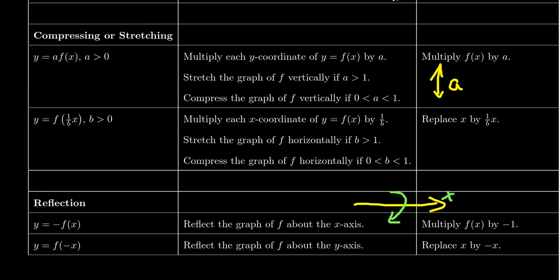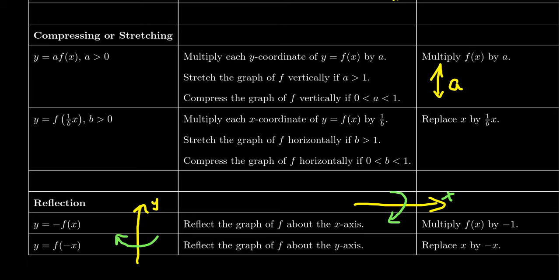On the other hand, if you want to do a horizontal reflection, you are going to replace x with a negative x, and this will have the effect of reflecting across the y-axis. So in that situation, your y-axis runs vertically. You get your y-axis right here, and you're going to reflect to the other side. And again, we'll do some examples of all of these things in just a moment.